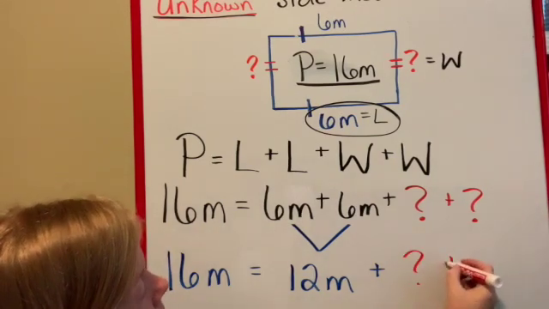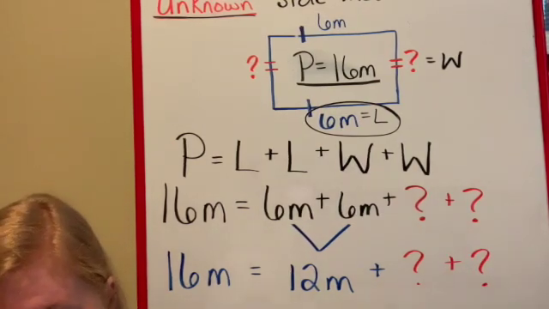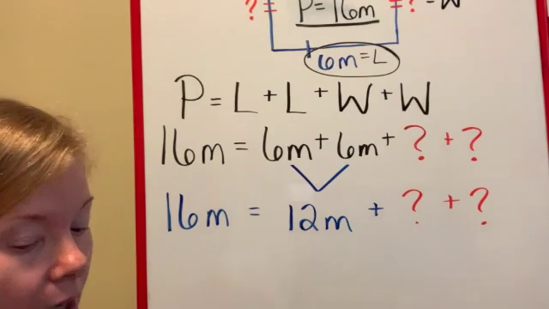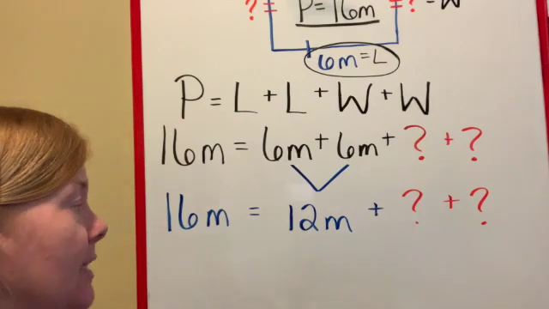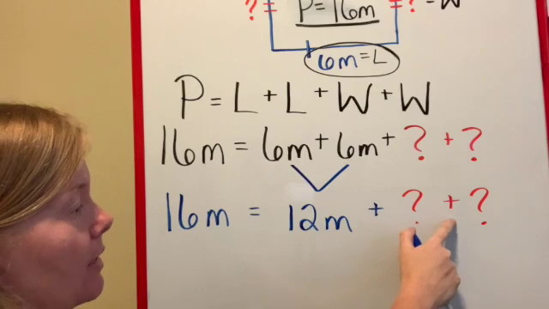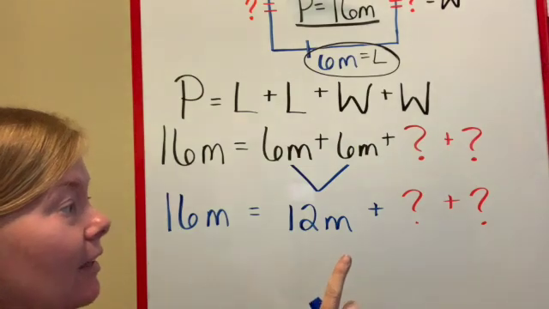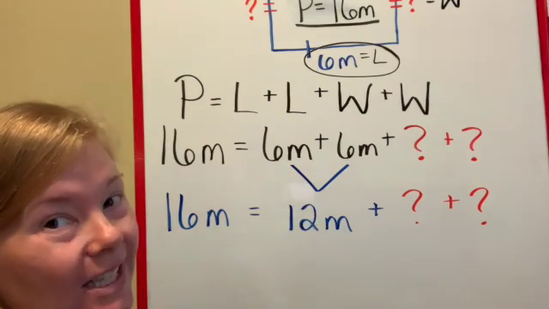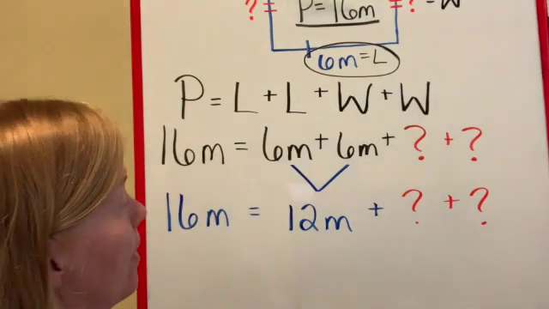A question mark plus a question mark. Now this is where it might get a little bit tricky for you, so pay attention. If I want to know what these question marks are, I have to ask myself, 12 plus what number plus what number gives me 16? But the important thing here is making sure that these numbers are the same exact number. You have to use the same exact number.